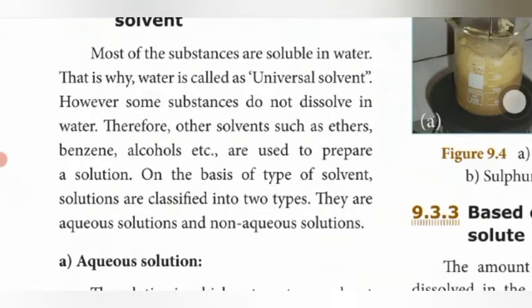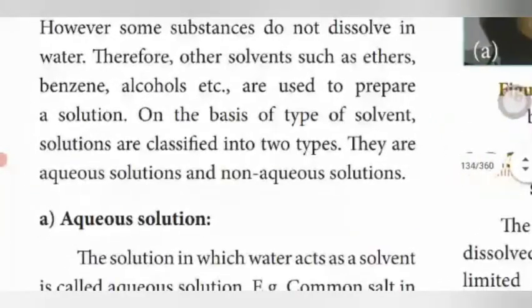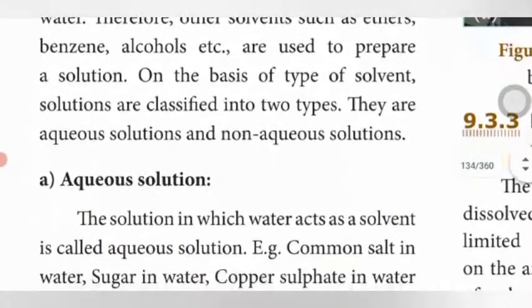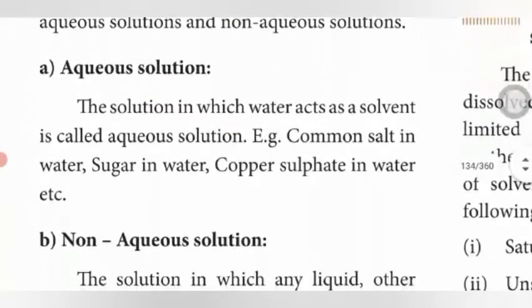On this basis of solvent, solutions are classified into two types. What are the two types? One is aqueous solution, another one is non-aqueous solution. Let's move on to aqueous solution. What is aqueous solution? The solution in which water acts as a solvent is called aqueous solution.